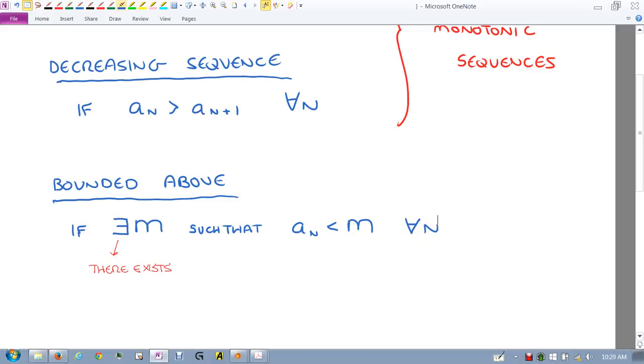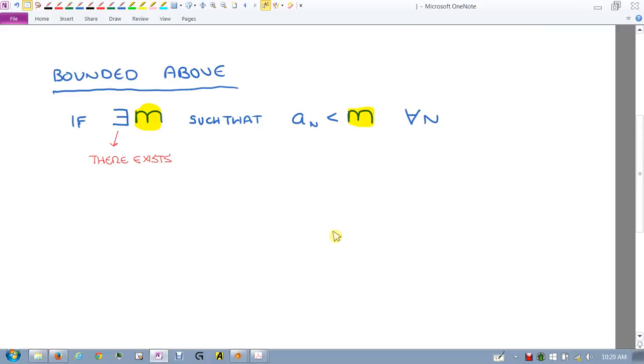Now M here is just a number. Think of it as the ceiling. You've got the sequence, and it's always below the ceiling. So if there's an M where the sequence is always below that M, below that ceiling, then we say that the sequence is bounded above. And then what about the other way? Bounded below?